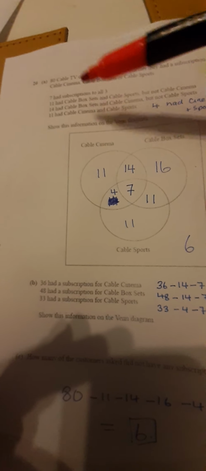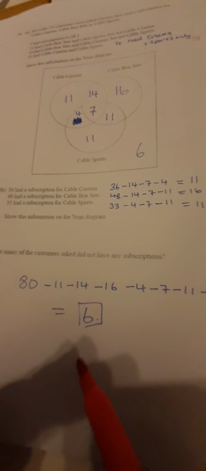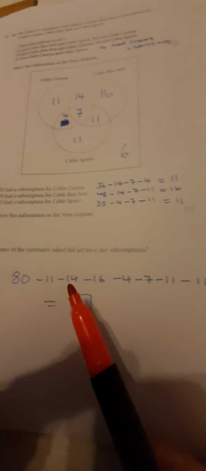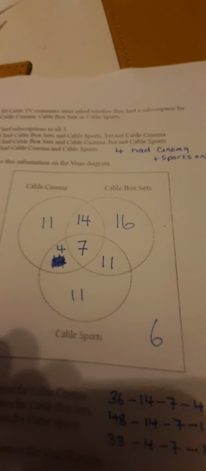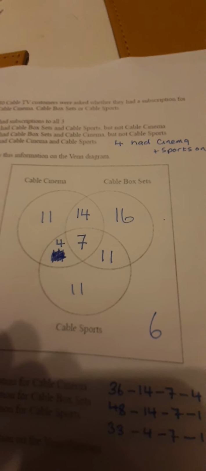So draw the Venn diagram, put all those numbers in, and that leaves 6 on the outside because there were 80 customers. And that's how you work out the 6. Start with your total at the start and take away all the numbers in the Venn diagram, and you're left with 6, and that 6 goes on the outside. So have a good look at those answers and make sure you got the numbers in the right place.